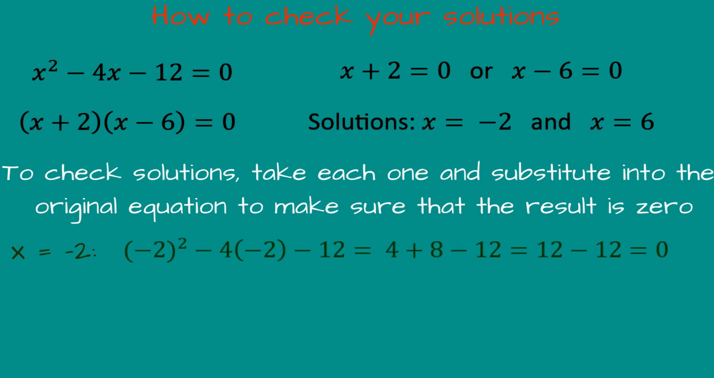When x equals 6, substituting into the equation gives 6 squared, minus 4 times 6, minus 12, which is 36, minus 24, minus 12, which equals 0. Hence, x equals 6 is a solution of the equation. It's always a good idea to check that your solutions satisfy the original quadratic equation, to make sure that you haven't made any mistakes while factorizing or solving.